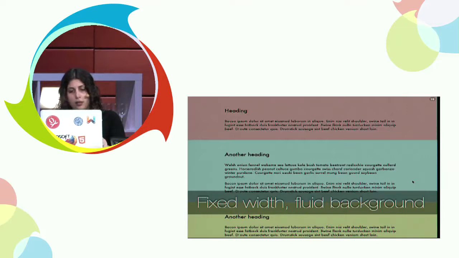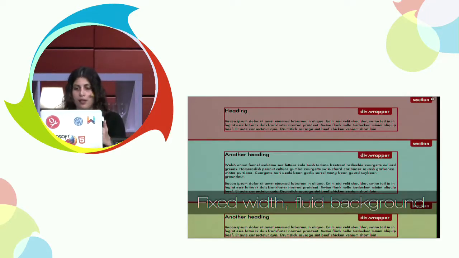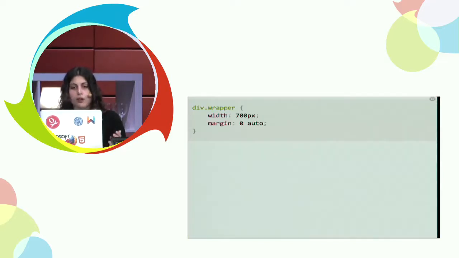And in most cases, when people try to create this effect, they have multiple sections. They could be divs, they could be sections, whatever. And they have an extra wrapper div. So they use one of them for the background and the other one for specifying the fixed width. So usually, the wrapper div has a fixed width. In this case, it's 700 pixels. It could be anything. It could be in ems. It doesn't have to be in pixels. But usually, the idea would be this. And you would give it a margin of auto to stay centered.